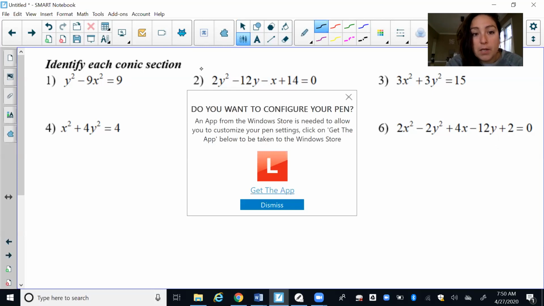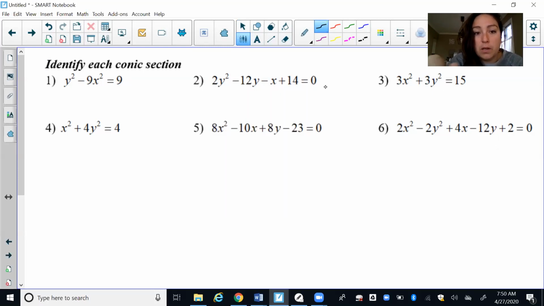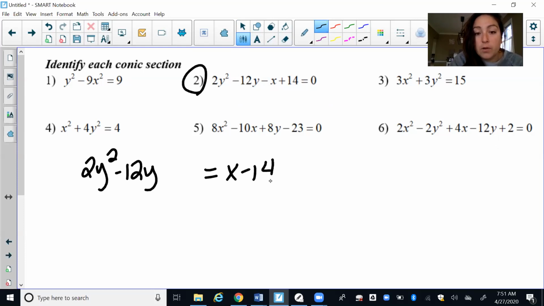So I'm going to do number 2. So that's 2y squared, group the y's, minus 12y. Move everything that's not a y over to the other side. And really quickly, if you're looking at this, like, how did she know that was a parabola? Because there's only one squared term. One squared term is going to be a parabola.